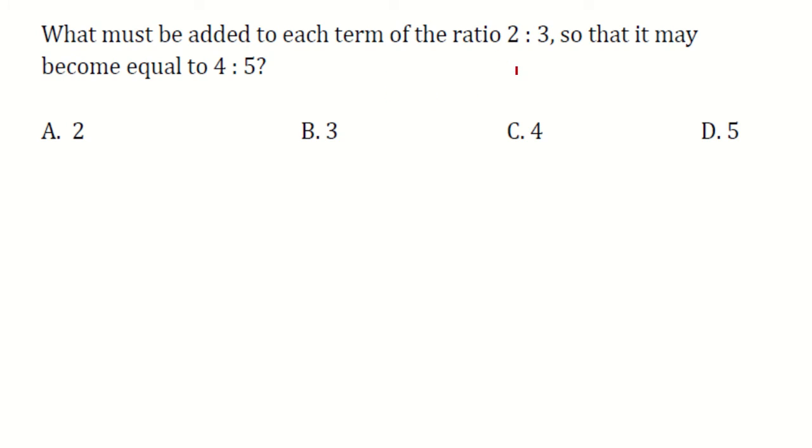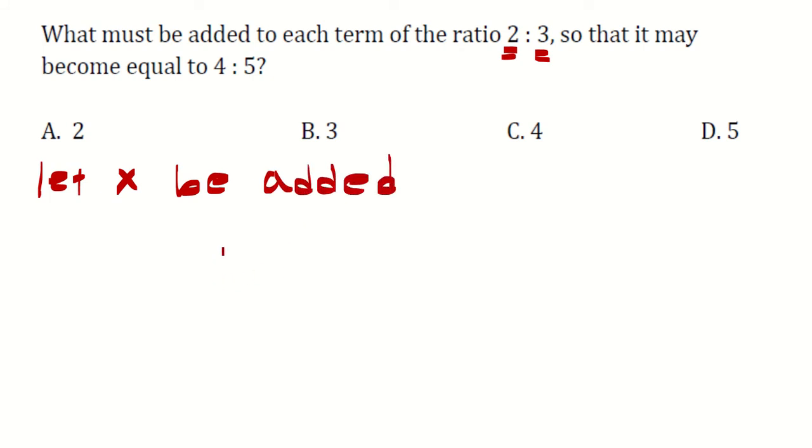Okay, the first ratio is 2 to 3, as you see. What must be added in each to get 4 to 5? So let x be added. Mostly the variable x will be used in calculation in mathematics, so that if x is added in each term, the result is going to be 4 to 5. So what is the value of x at the point?